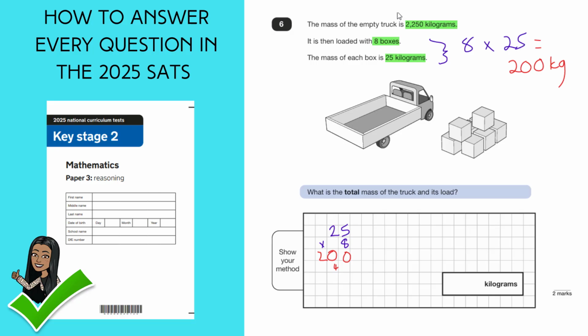But we've also got the truck, because it says what is the total mass of the truck and its load. Well, the load is 200, but the truck is 2,250. So we need to add those together. So we're doing 2,250 plus 200. You might be able to do that mentally. If not, I would suggest, even if you're slightly worried about getting it wrong, just to write it down. Definitely write down the calculation somewhere. But I would also suggest you do the formal written method, because that's often where you get points even if you make a mistake. So we're just going to do a very simple addition. There we go, 2,450 kilograms.